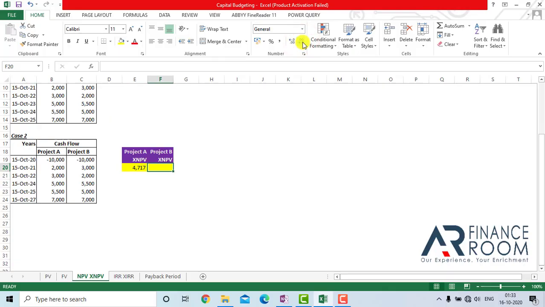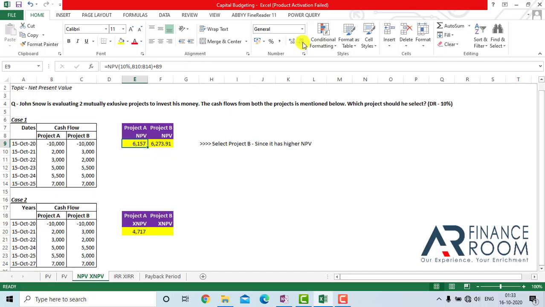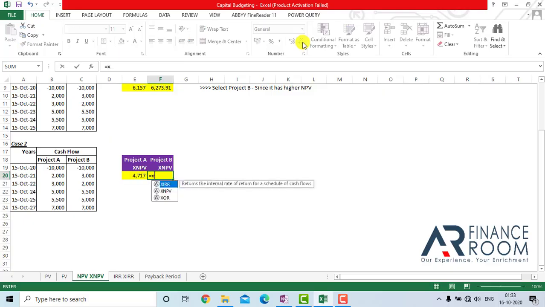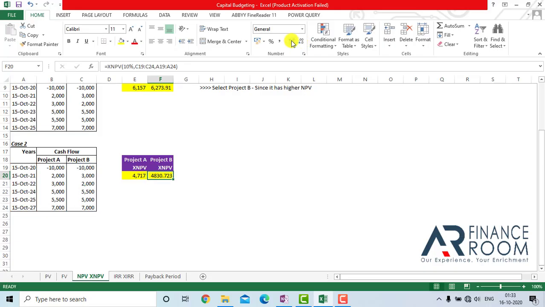Now see and compare the result with above. In the normal case, if the series were regular, you had 6157 of an NPV. But if the series are not regular, the NPV is 4717. Apply it for project B also. XNPV, rate 10%, values, select all these values, and dates, you select all these dates. And that's it. 4830, 4831. So that is how you apply NPV and XNPV.